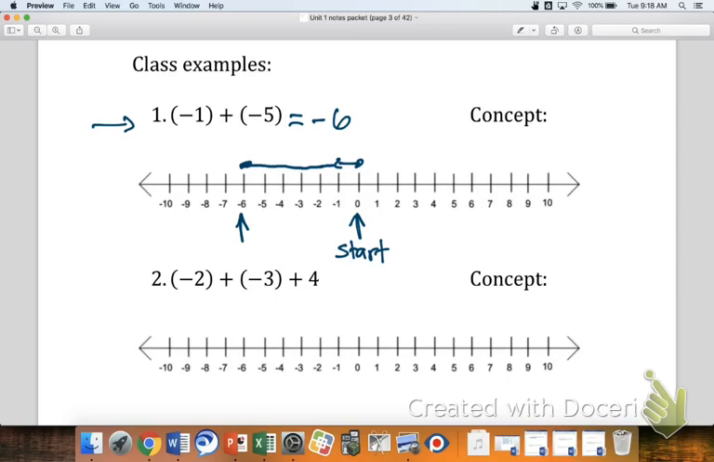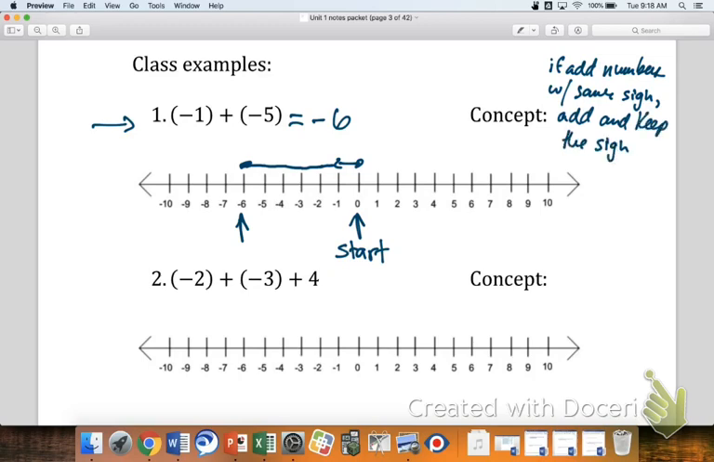You could look at this as a concept, and here's the concept. I'm going to try to squeeze this in here. If adding numbers with the same sign, add the numbers and keep the sign. So if you're adding 2 numbers with the same sign, you add the numbers and you keep the sign. So we're adding 2 negatives, right? So 1 plus 5 is 6. They were both negative, and so we keep the sign as negative.